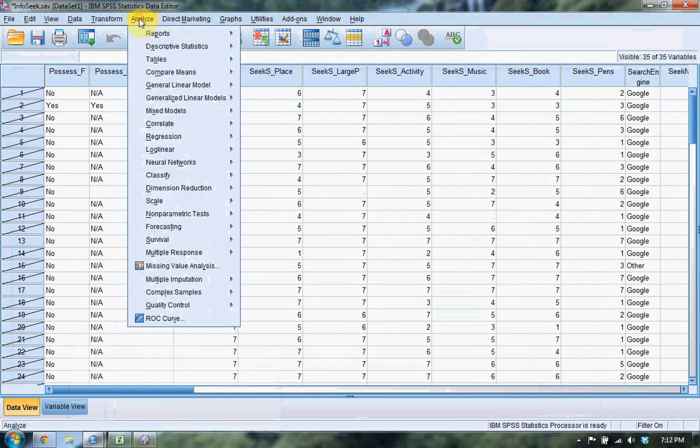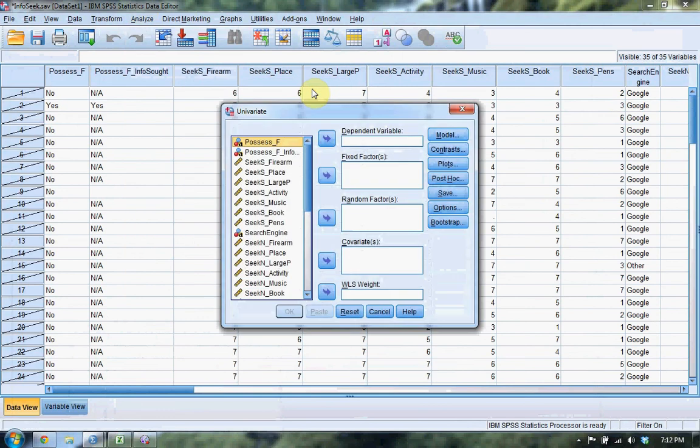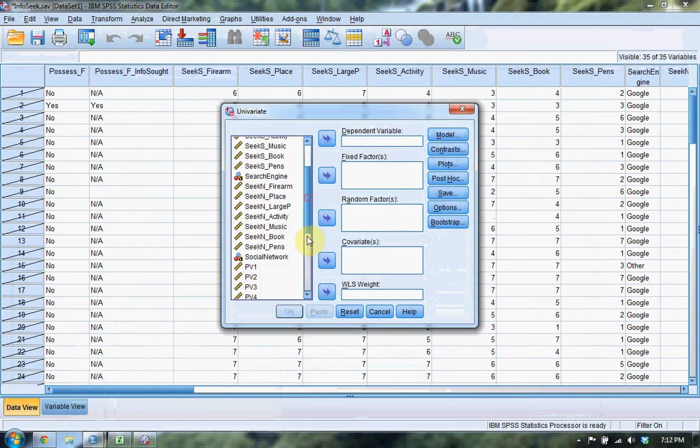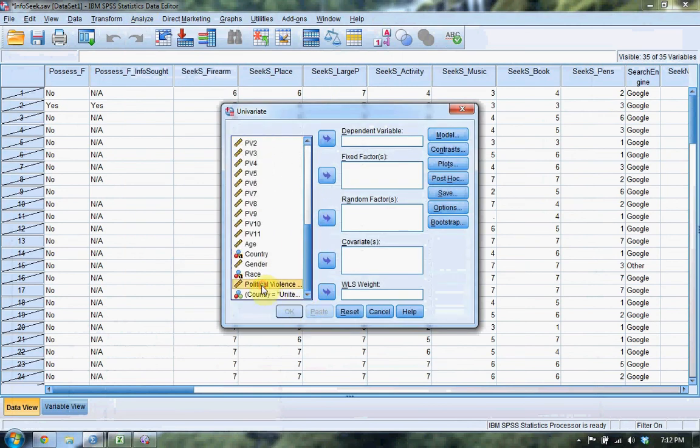So now to run the test, we go to Analyze, General Linear Model, and Univariate. The same box actually that we used for one-way ANOVA last week. And we're running a very similar test. We're going to put political violence in the dependent variable box, and then country and gender in the fixed factors. This will allow us to see the differences in political violence according to country and gender.